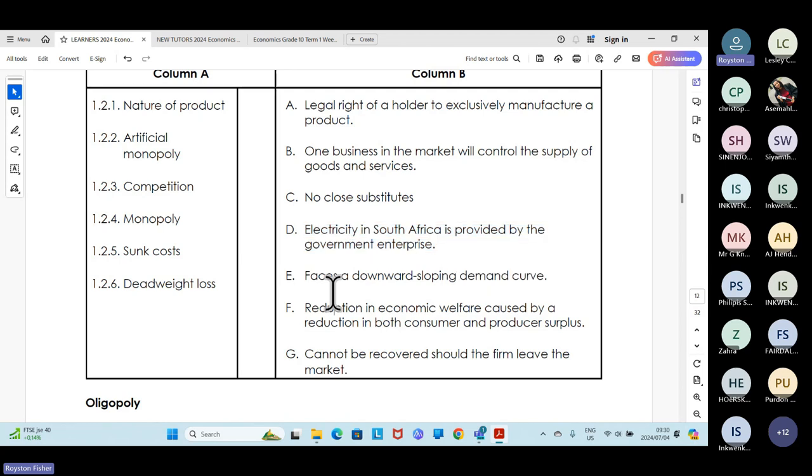Then sunk costs, that's 1.2.5. And let us read what you have there.